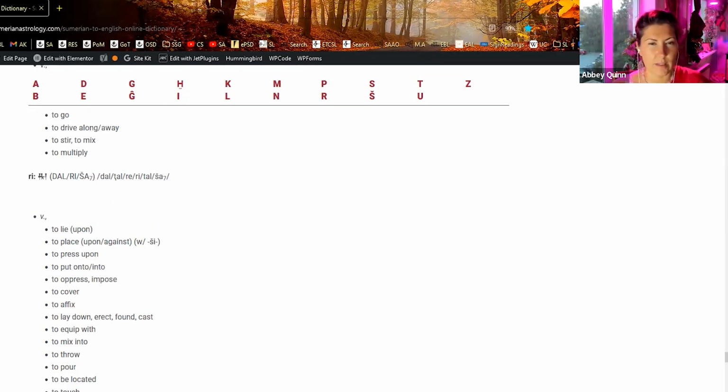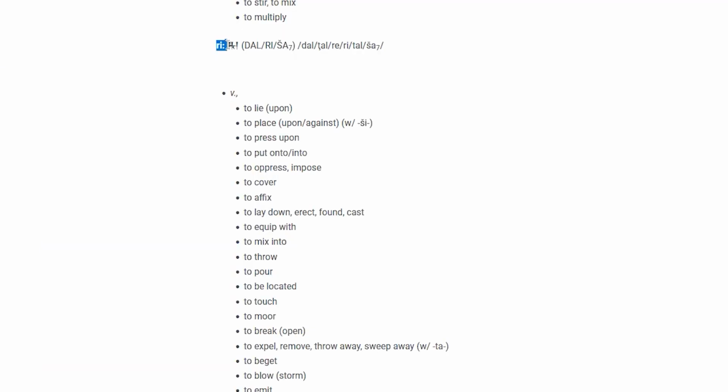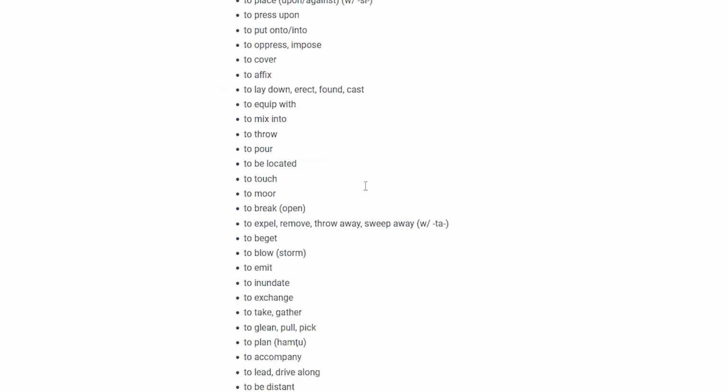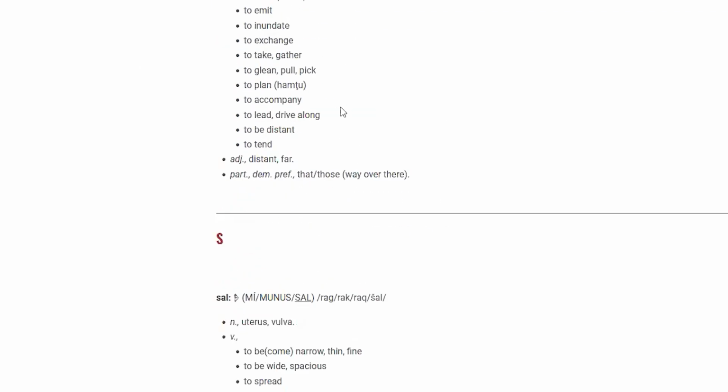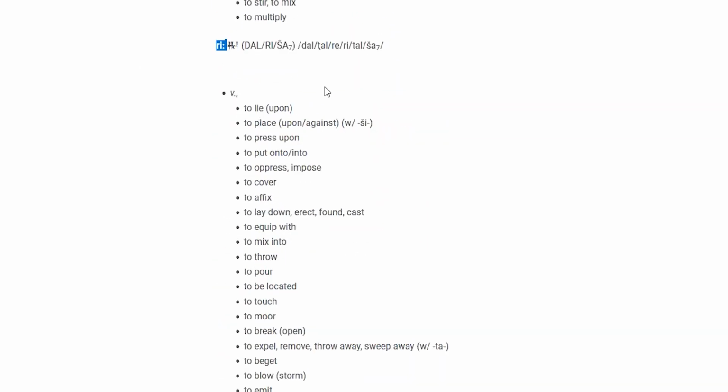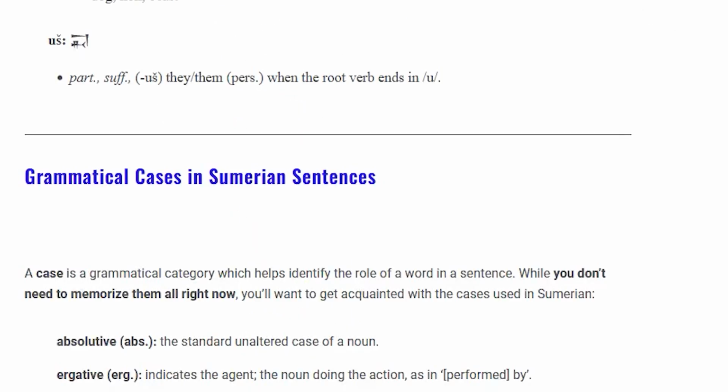Kind of the deal breaker on that one, which is part of the reason why I decided to minimize these. If you can see in lesson, I think it's lesson 3, we have these up, we have 3, and it means all of these things, which is a lot, and it fills up the space. So we don't need to know all of those right now. We just needed a couple of them. Grammatical cases in Sumerian sentences.